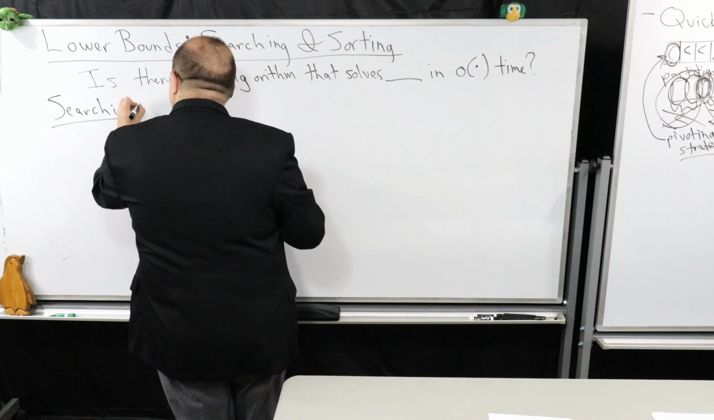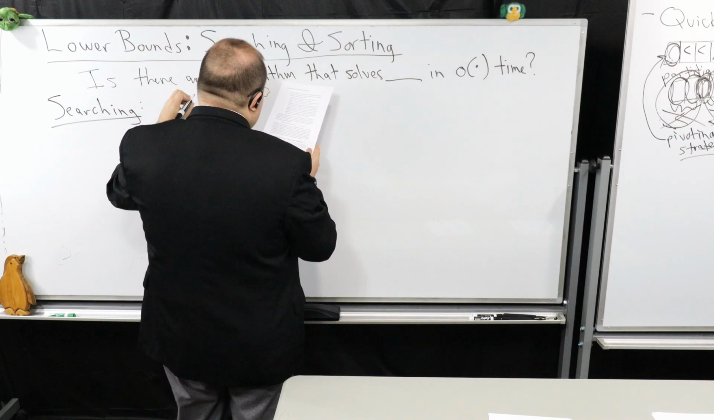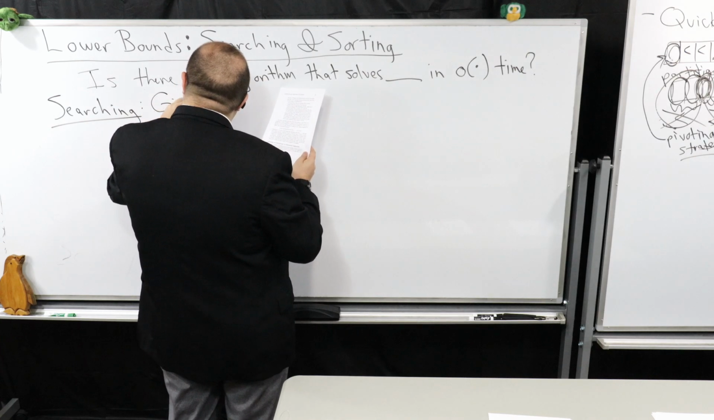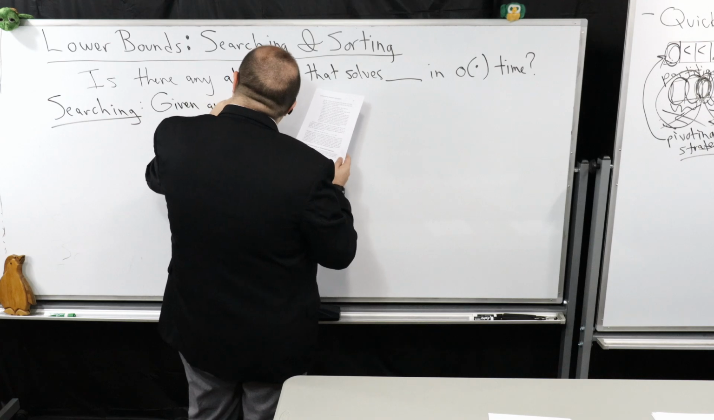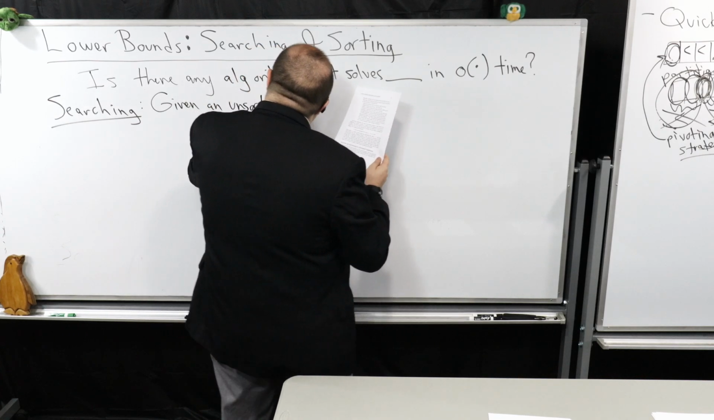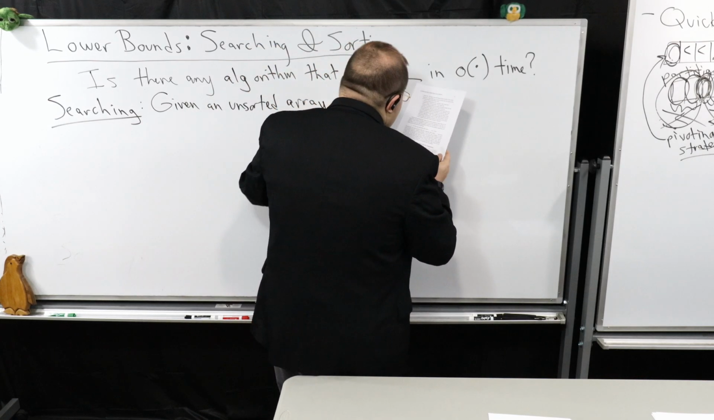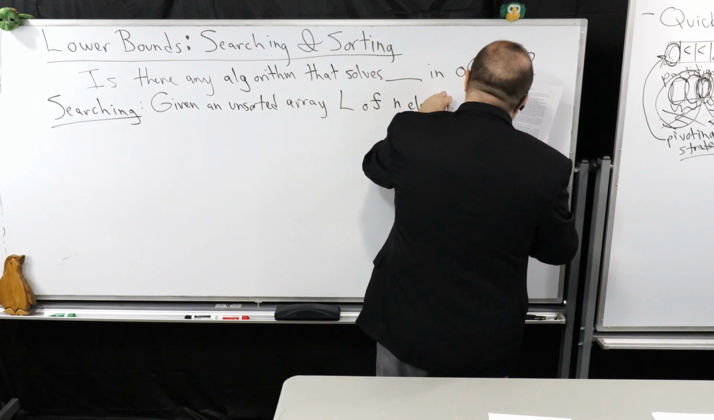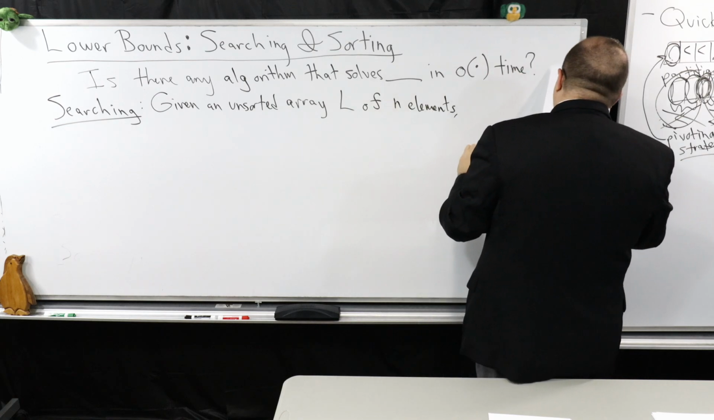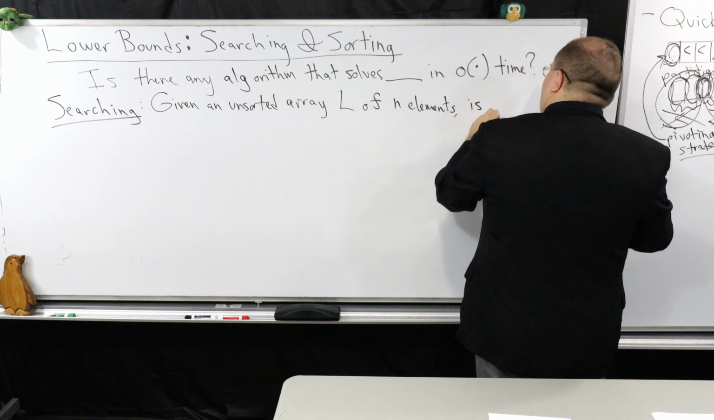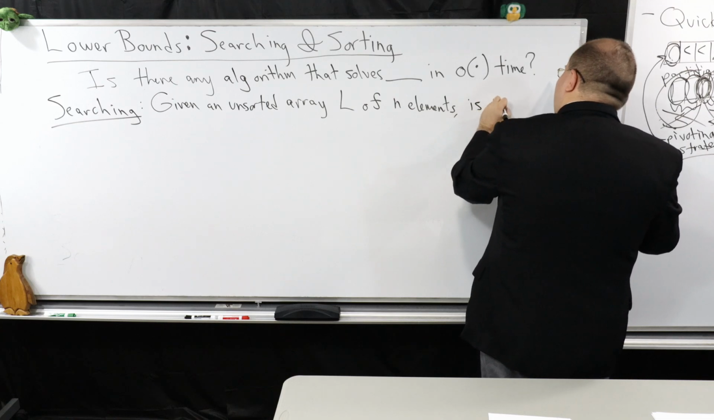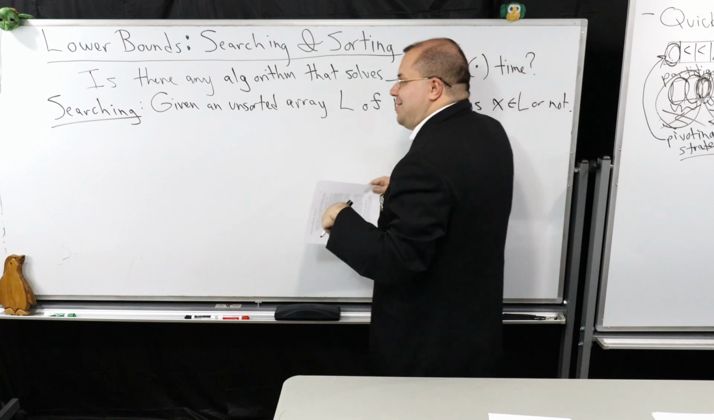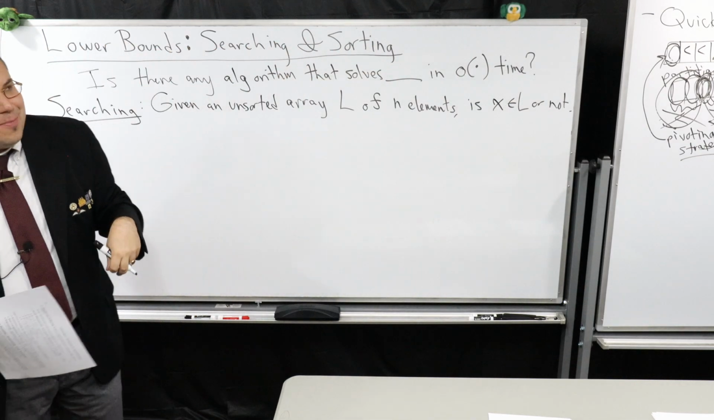Just as a reminder, the first lower bound we're going to establish is for the following problem. Given an unsorted array L of n elements, is X in L or not? I just want to know if it's in L or not. So I'm keeping it simple.